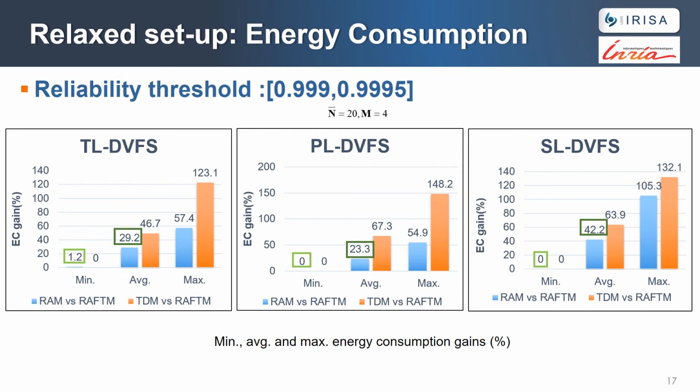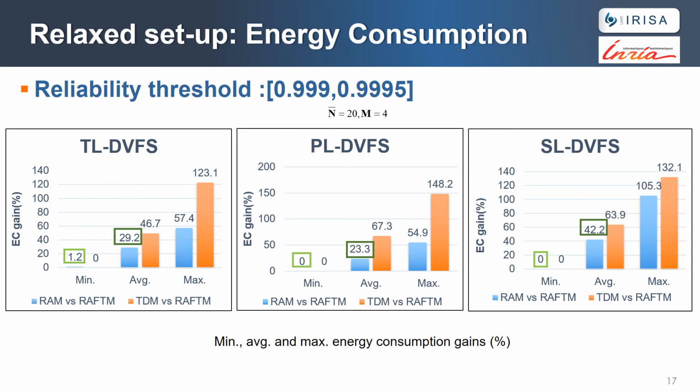In system-level DVFS, the average energy consumption gain reaches the highest. This is because the system-level DVFS has the lowest flexibility in frequency assignment, so IM needs to select a high frequency in order to meet the highest reliability threshold among all tasks and execute all tasks with this high frequency. This causes large energy consumption.